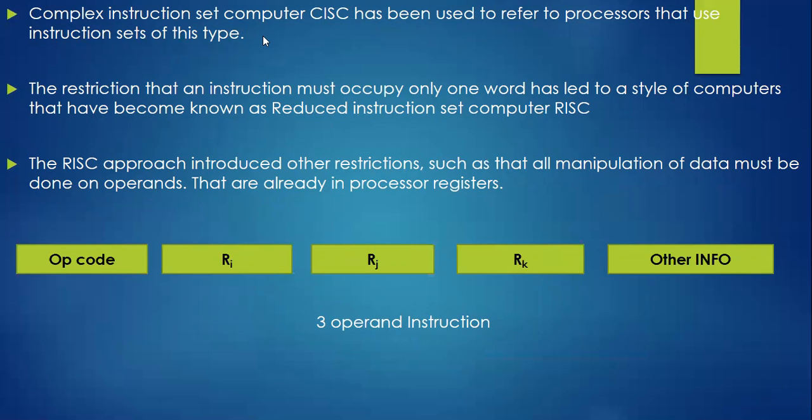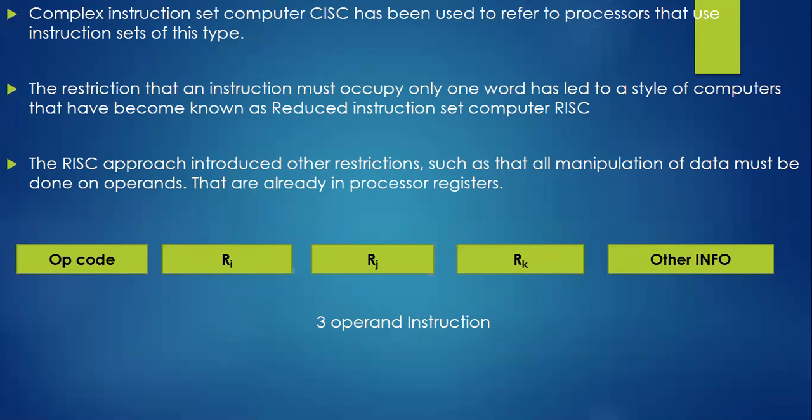If you are using a 2-word instruction, then what do we call that computer? Complex instruction set computer, exactly. But if you are imposing a restriction that an instruction must use only 1 word, then we call it RISC. RISC stands for the restriction. That an instruction must occupy only 1 word has led to a style of computer that has become known as a reduced instruction set computer, or RISC.